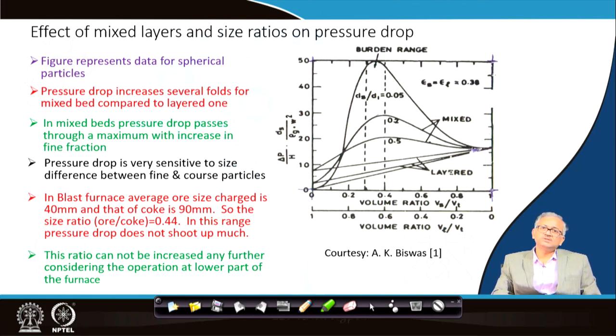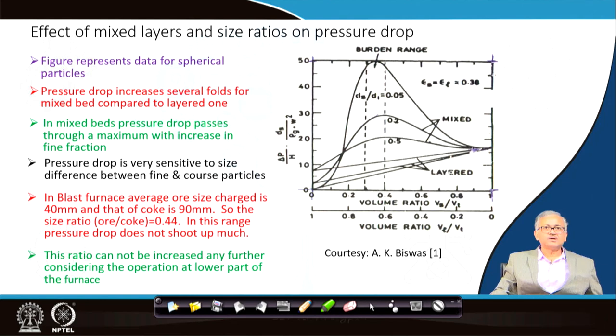But when it reaches the cohesive zone, its size should be high, or the specific surface area should be low. Because if the specific surface area is high, the chance of weighting will be more, okay. So basically the coke size should be high when it reaches the cohesive zone, because it is the coke only that allows the gas passage, and the specific surface area should not be very high, to restrict the weighting of the coke in the lower part. That we'll see later on. That is a very important thing.